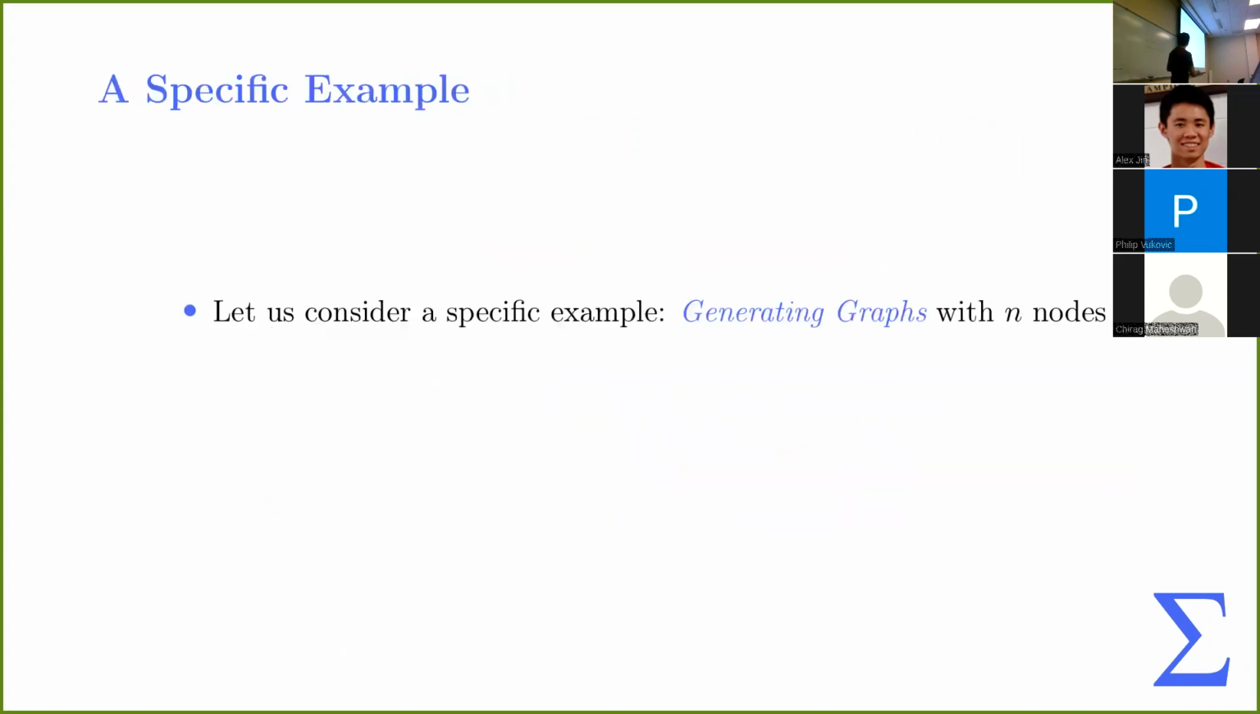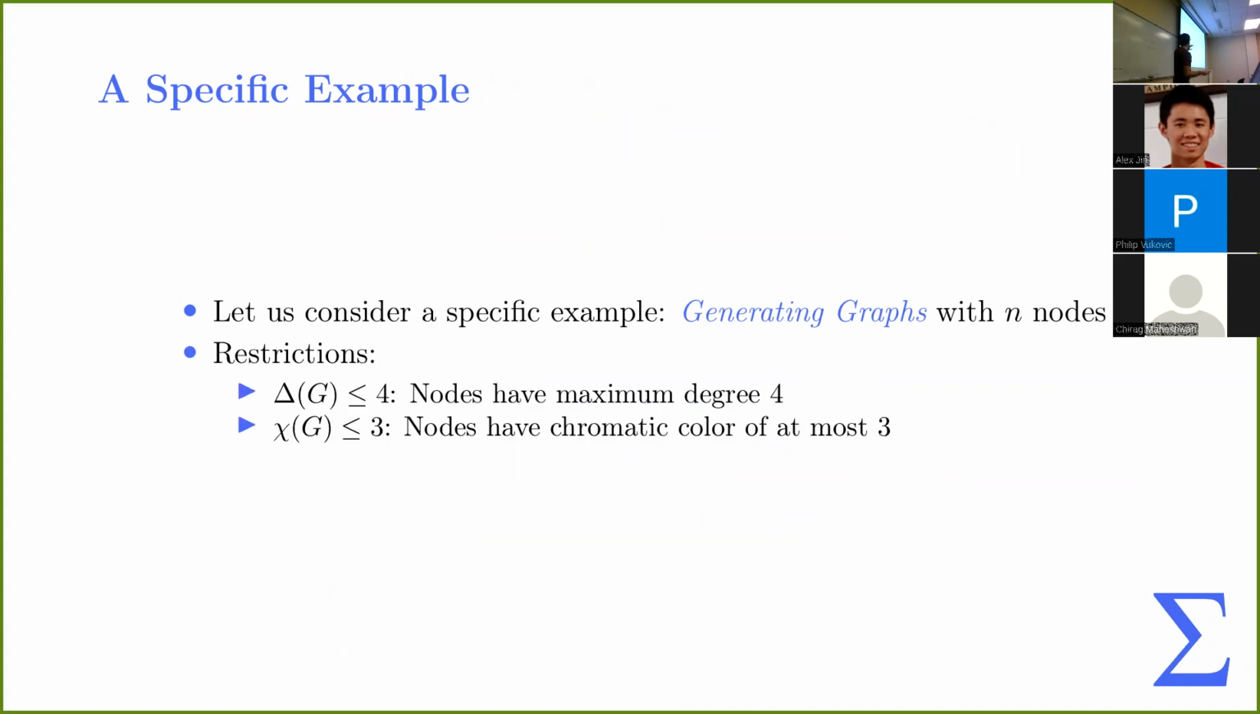So let's look at a specific example, which is we're going to generate graphs with n nodes in them. And we're going to put two restrictions on the graphs. One, the nodes have maximum degree 4. And two, they have chromatic number at most 3, right? Chromatic number, does everybody know what that is from 173? That's basically coloring the graphs with different colors.